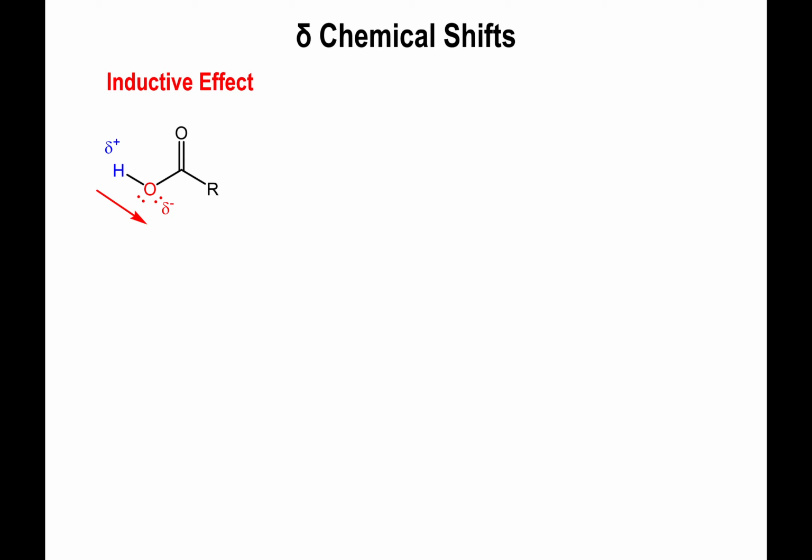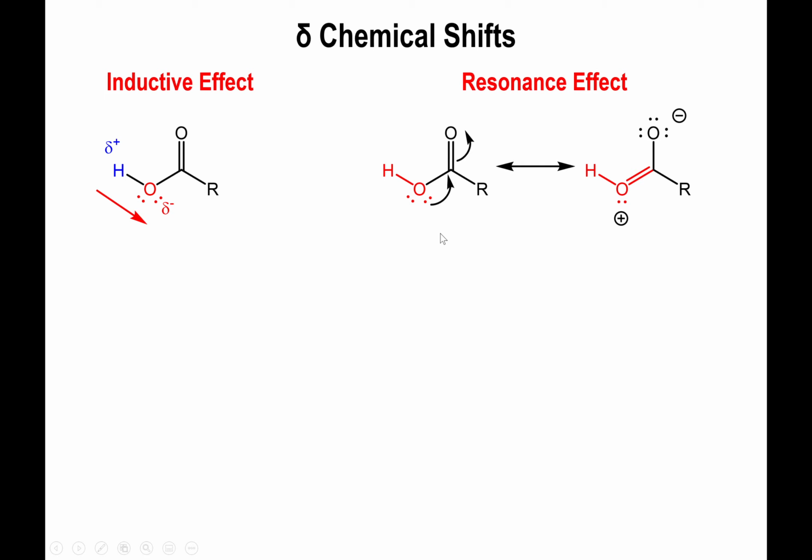But in addition to the inductive effect, which is just the electronegativity difference, you also have a resonance effect, because if you look at your typical carboxylic acid structure, you do have an oxygen with lone pairs next to a multiple bond, so this can give you a resonance structure. What you see now is that the hydrogen is bound to an oxygen that bears a positive charge. So not only is oxygen electronegative and withdrawing electron density, but now with that positive charge due to the resonance effect, you have even more of an incentive to withdraw electron density from the hydrogen. So that will make this hydrogen appear even farther downfield in the spectrum.